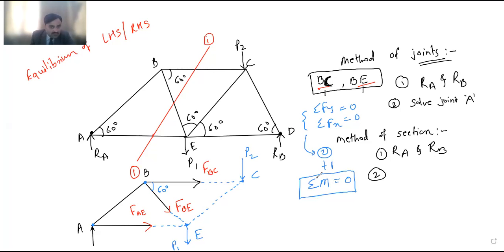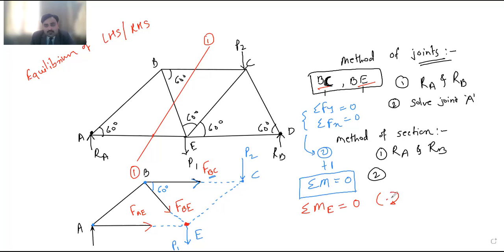For example, now suppose I want to find out the force in member BC. Okay, first of all, I want to find out the force in member BC. Now what I will do, see, member BC starts at point B, ends at point C. If I look at the other two members, BE and AE, these two members are meeting at point E. See, if I extend this BE, it will pass through point E. If I extend this AE, it will also pass through point E. Okay, so I can take moment of all the forces about E equal to 0.